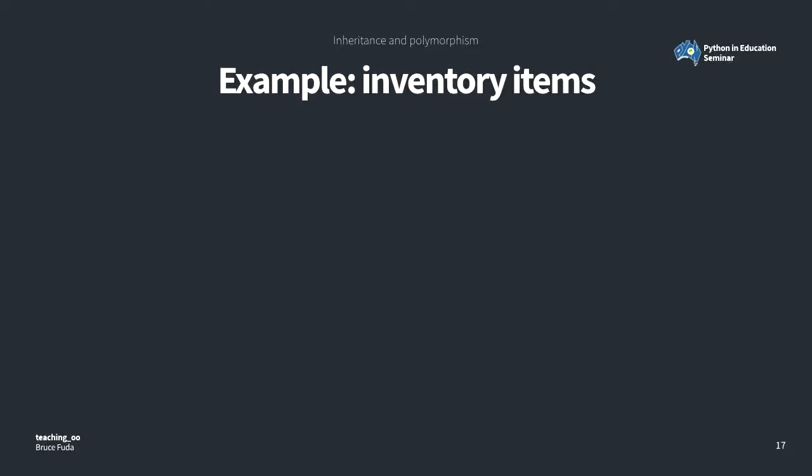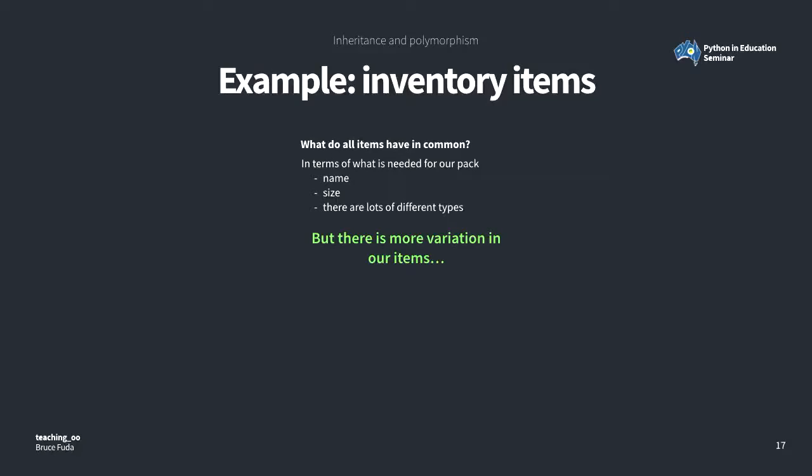So that's a really simple example of an object, but objects alone, right, they need some way of interacting with other things. So let's look at some items that we might put inside our pack. What do they have in common? Well, at a minimum, they've got a name and a size. And there are lots of different types of items, so it's a good example for exploring inheritance and polymorphism.